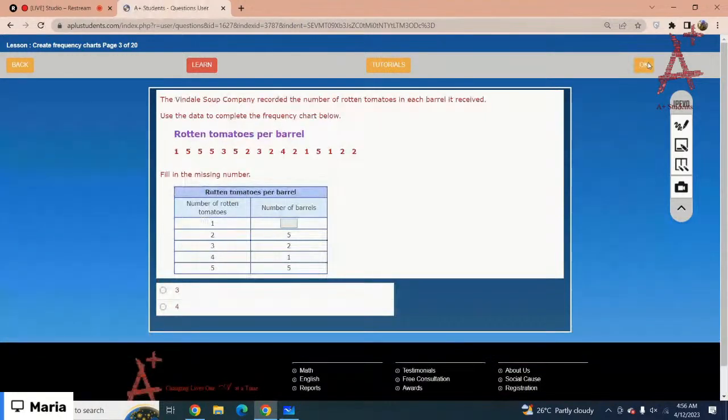The Windale Soup Company recorded the number of rotten tomatoes in each barrel it received. Use the data to complete the frequency chart below. Number of rotten tomatoes 1. You need to see how many barrels have just one rotten tomato. Got it? So see how many times the one appeared in the data.